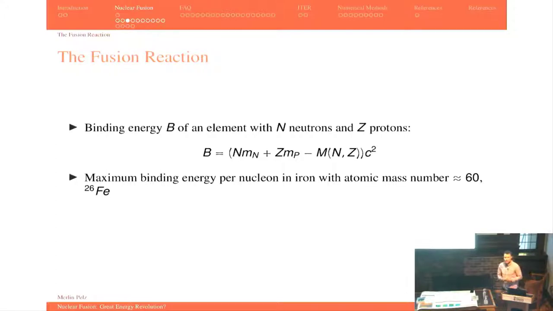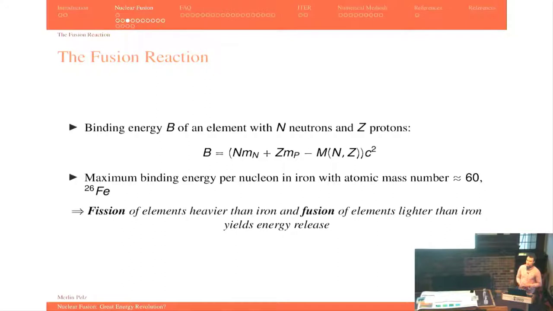Okay, so we have a maximum binding energy for iron, which has mass number approximately 60. So that means for elements with lower mass number, and for atoms heavier than iron, fission leads to energy release because it's already so packed that something is, maybe someone of you could explain why fission in the case of heavier atoms is creating energy release, or fusion in the case of lighter atoms is creating energy release. Why do you think this could be? So we have the repulsive forces, we have the nucleons, we have the nucleus, we have protons inside, and we have a maximum binding energy per nucleon for atomic mass number 60. Any ideas?